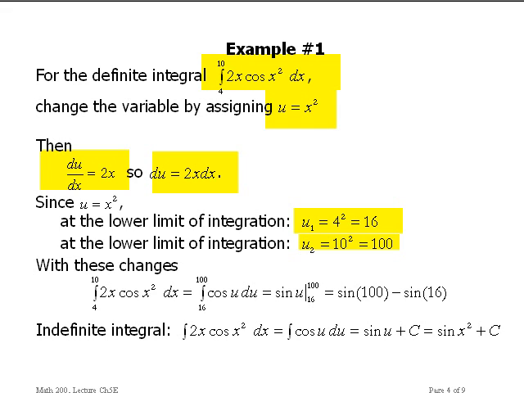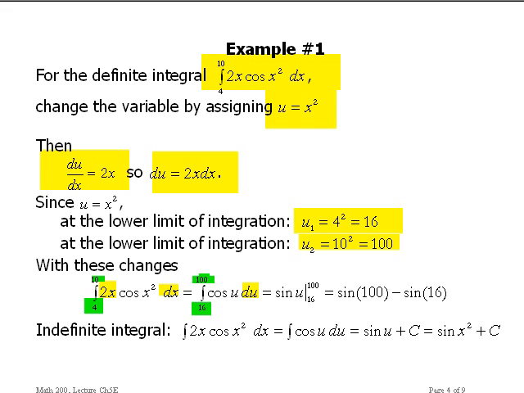With all these changes, the lower limit of 4 becomes 16. The upper limit of 10 becomes 100. I already computed all those out. The term 2x dx is replaced by du, and the cosine of x squared, well, x squared is u, so it becomes a cosine of u.